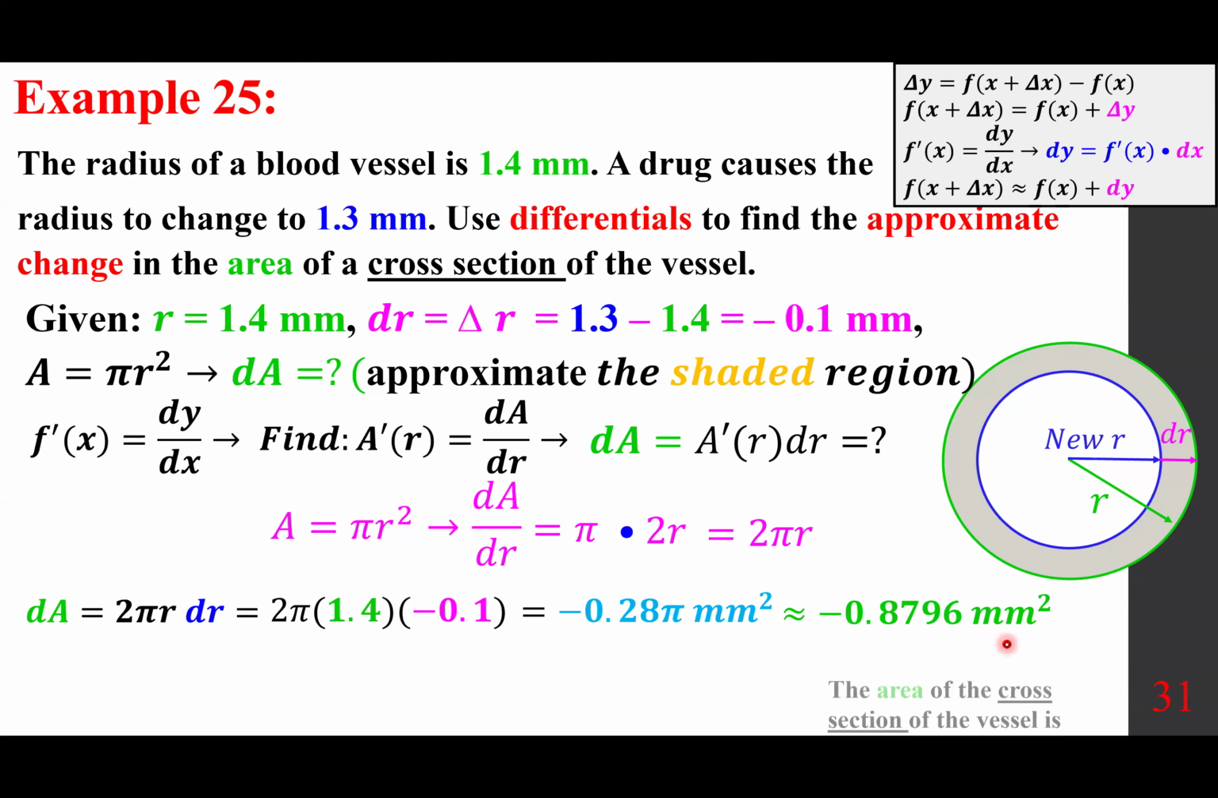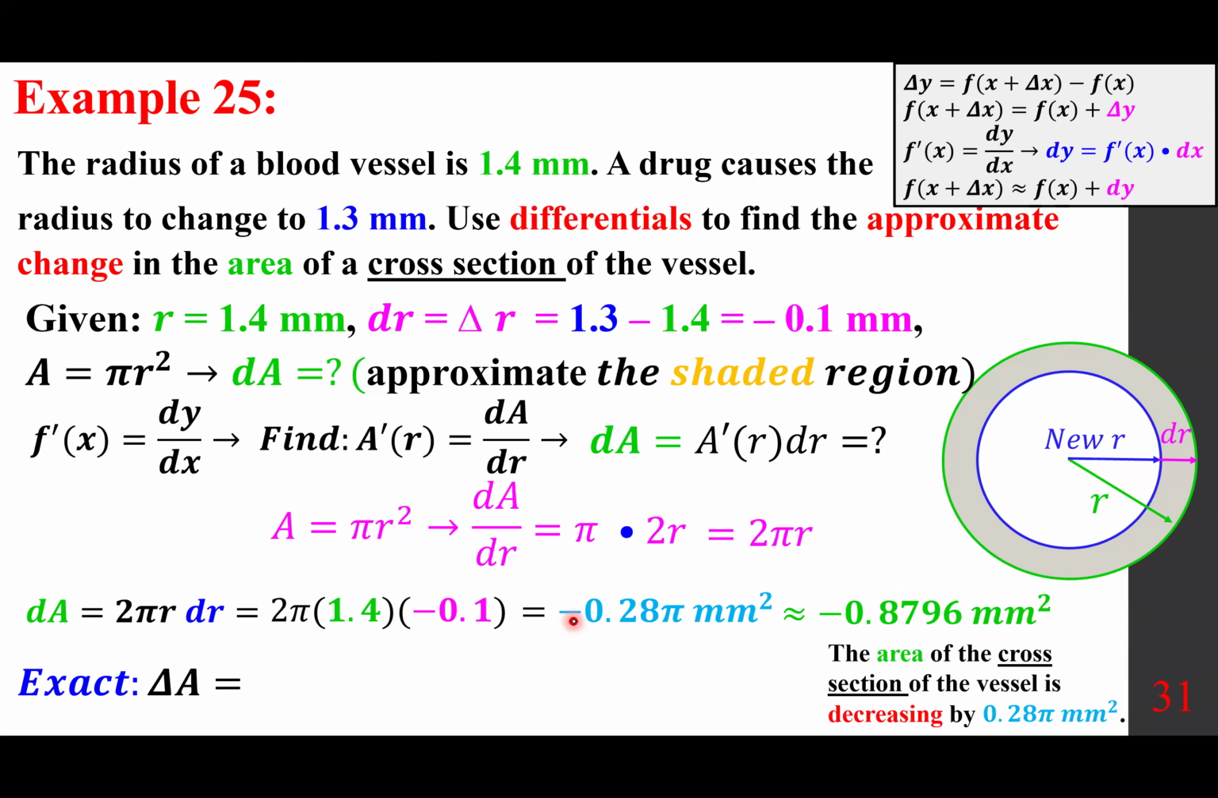What does it mean? The area of the cross section of the vessel is decreasing. Why is it decreasing? Because it's negative. By how much? 0.28 pi millimeters squared. Do I have to write negative here? No, because you are saying decreasing. That means that.